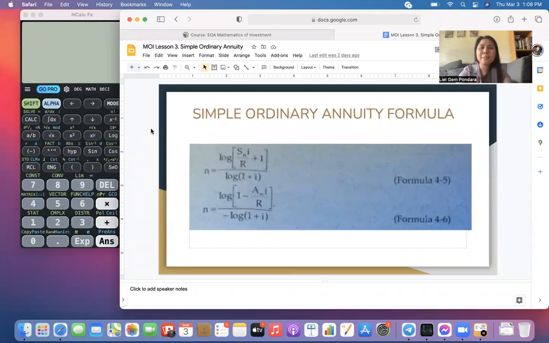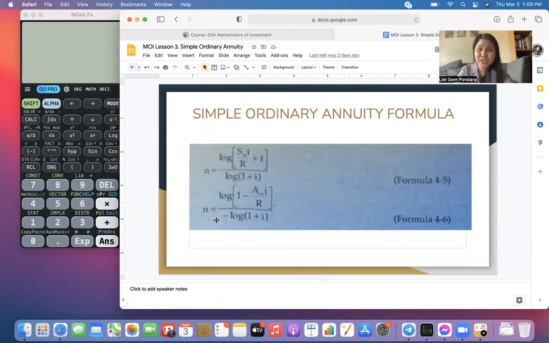Last meeting, we talked about simple ordinary annuity. It's simple because the compounding period is the same as the payment interval, and it's an ordinary annuity because the payment is done at the end of the period. We have solved for the future value, present value, and also for the periodic payment. This afternoon, we're going to solve for the term of the annuity and also for the interest rate.